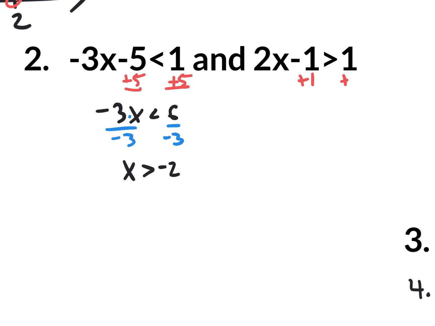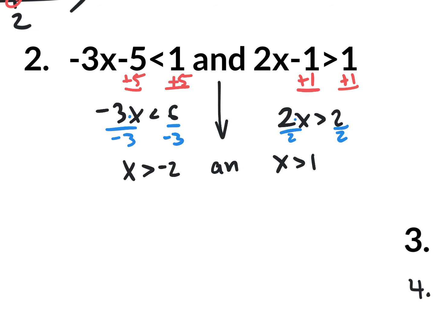Plus 1, plus 1. We end up with 2x is greater than 2. Final step would be to divide by 2. Divide by 2. We're not dividing by a negative, so this is not going to flip. It's going to stay greater than 1. And we, of course, have the word and between the two answers. Now the thing is, most of the time the word and implies that it's between two values, so we'd write it as a compound inequality.